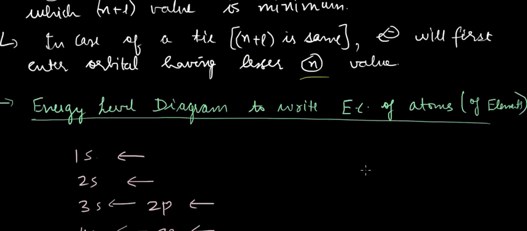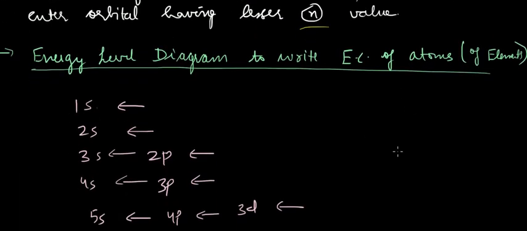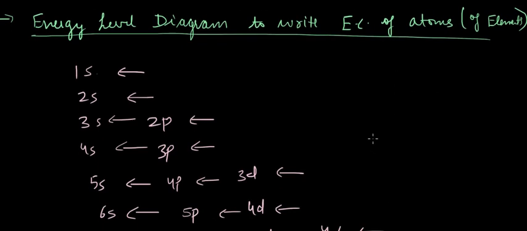Now let's draw the energy level diagram to write the electronic configuration of atoms. We have to determine the electronic configuration of atoms, and for that we need to determine the order in which the electrons would be filled. This is according to the n plus l rule. These are all the orbitals which have the same n plus l value. The n plus l value for this would be 3 and for 2p would be 3. This is 1, this is 2, this is 4, this is 5, and so on. I'm not rewriting it again and again. I hope you can understand it.